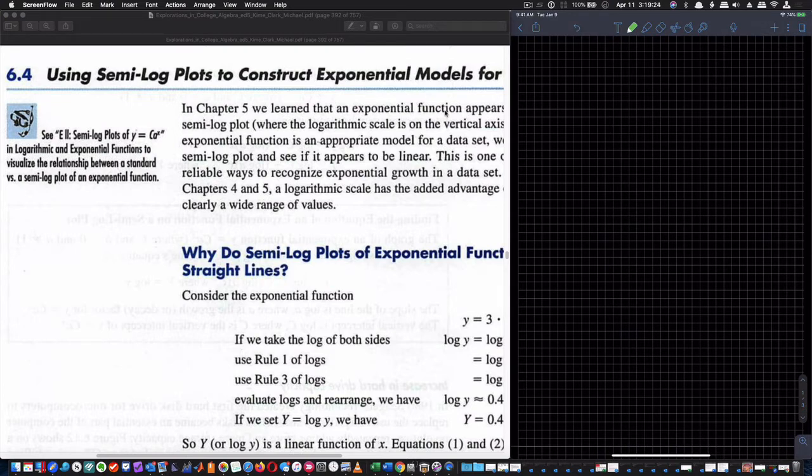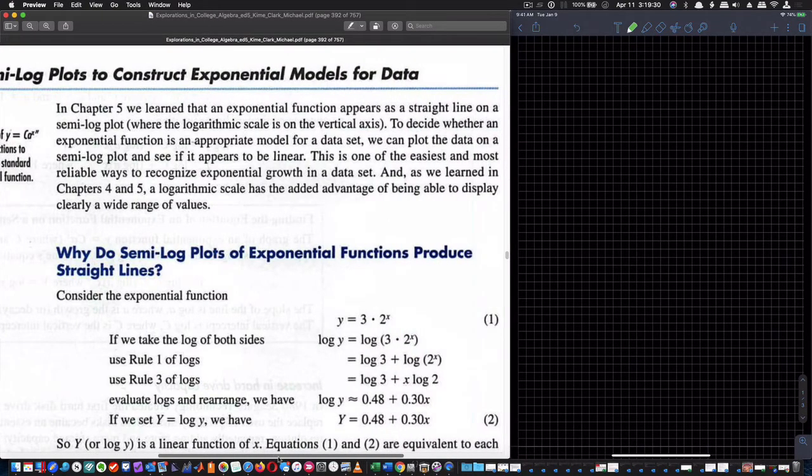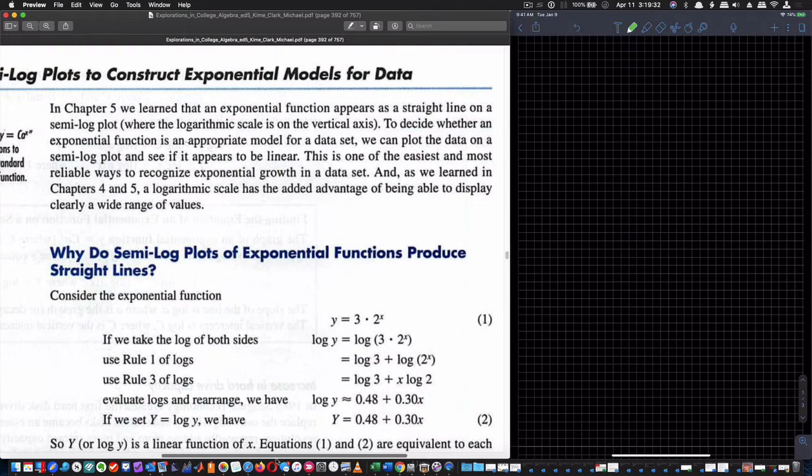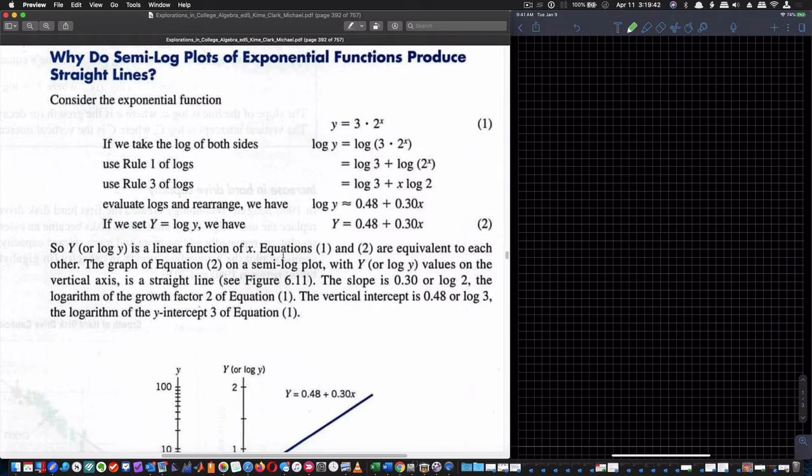So we're using semi-log plots to construct exponential models for data. And I just want this to be larger for us to see, so that's why I'm cutting off the left margin. In chapter 5, we talked about exponential functions, but now what we want to do is use semi-log plots to plot these and see if they're truly exponential functions.